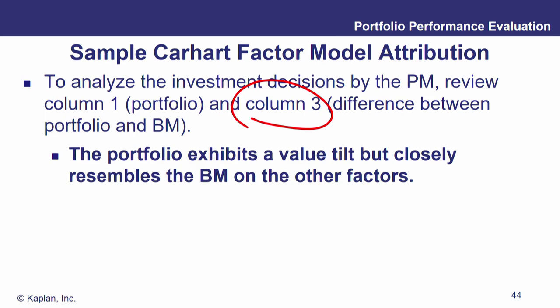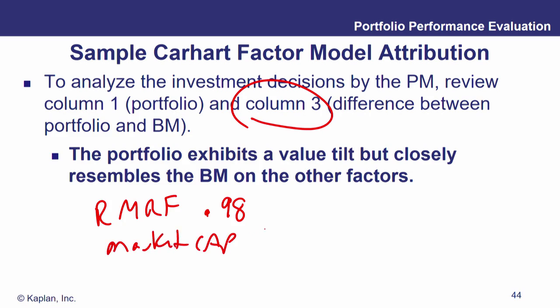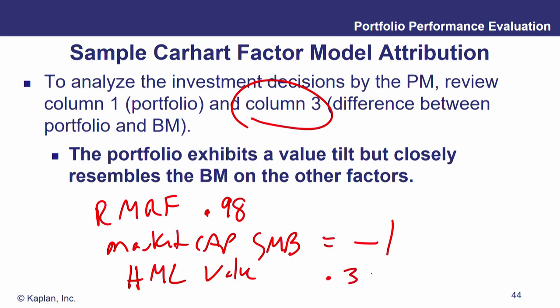Okay, so what do we see? If we go back, and I'll write it for you. So the market index on our portfolio was 0.98. The market cap, which was small minus big, was -1. The value tilt was 0.30, and the momentum was 0.05.